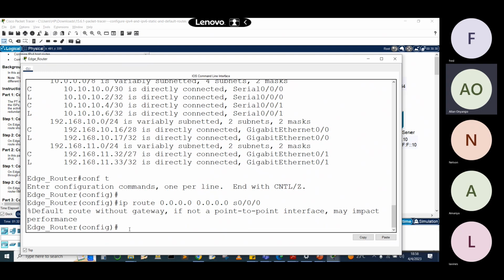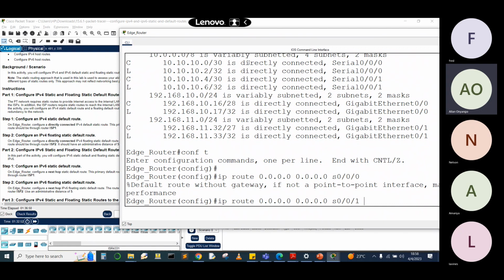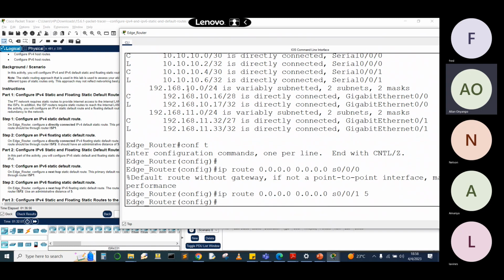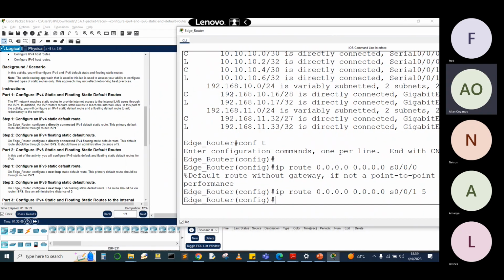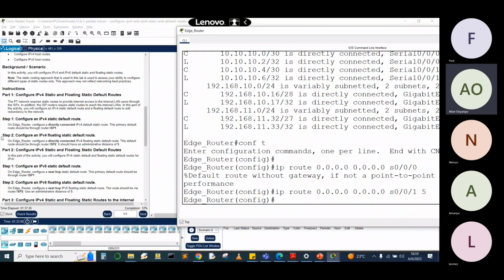We go in there very fast and we say ip route 0.0.0.0 0.0.0.0 S0/0/1, and we are good to go. And we need to use an AD of 5 since this is a backup route, as we were told. So we put 5 there, and once we put 5, we should be good to go. We already have now 12 marks here, and we are confidently moving forward.